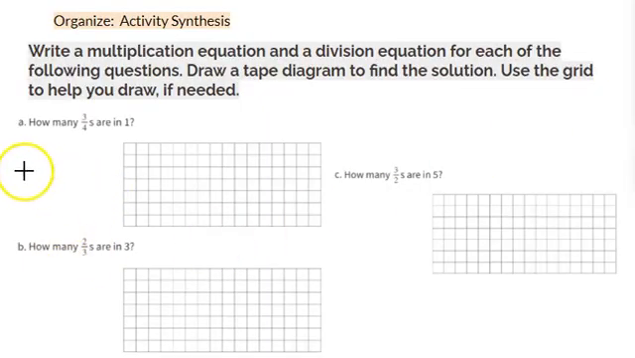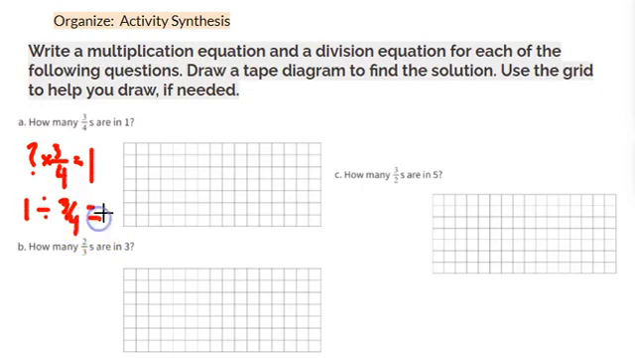Okay, so let's do a few of these. How many 3/4 are in 1? We need a multiplication and a division for each of these. So what do we got for this one? Yeah, we should have something times 3/4 gives us 1 whole, or 1 divided by the 3/4 gives us something.